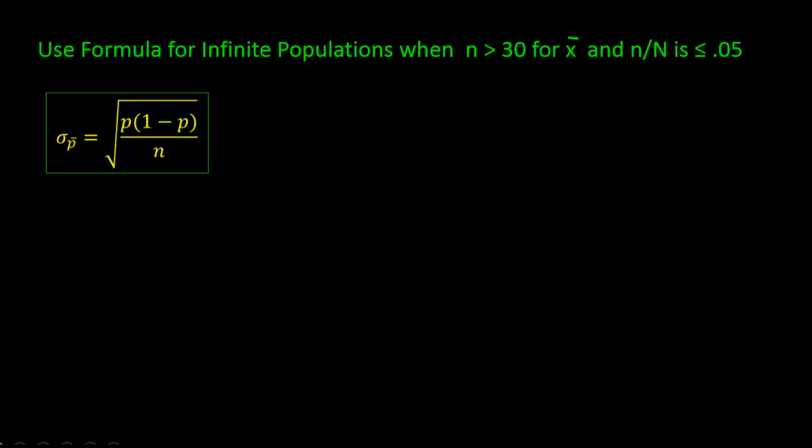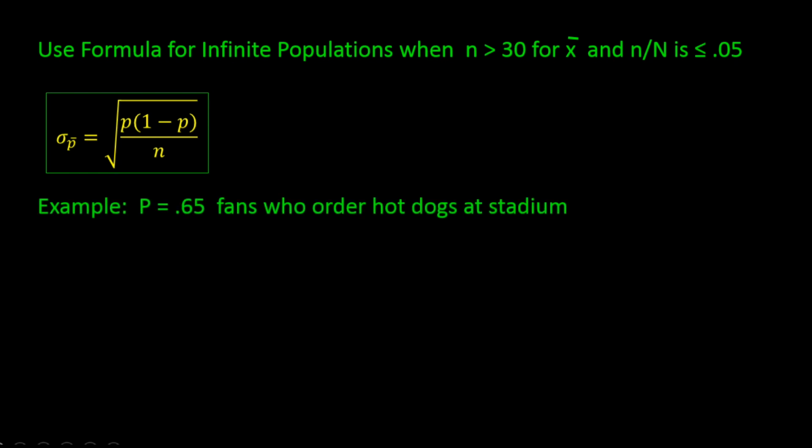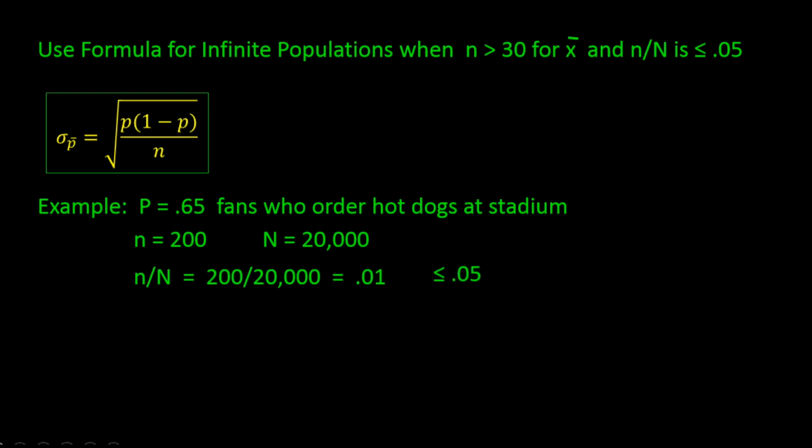The standard deviation of p bar, shown as sigma subscript p bar, is equal to the square root of p times 1 minus p divided by little n. Let's say we know the population proportion of fans who order hot dogs is 0.65. If we are sampling 200 fans from a stadium of 20,000 fans, then little n divided by big N is 200 divided by 20,000, which is 0.01, which is less than or equal to 0.05, so we don't need to use the finite population correction factor.